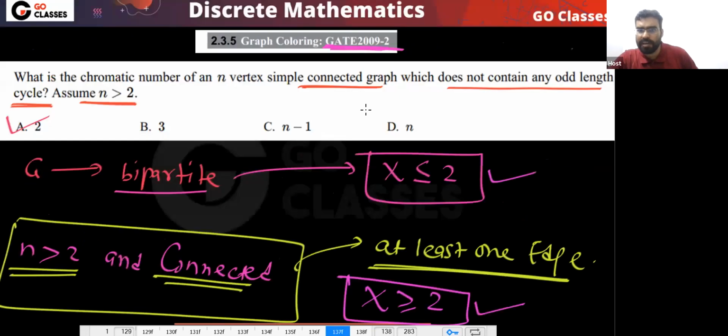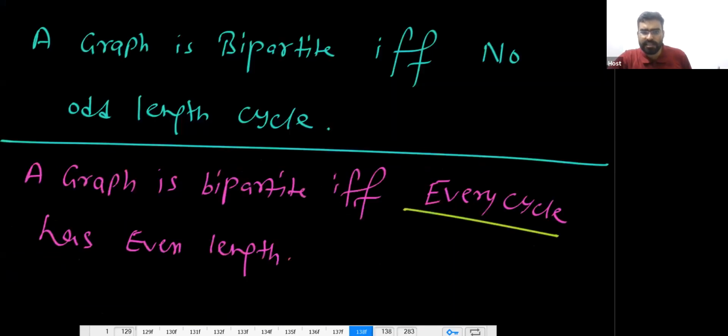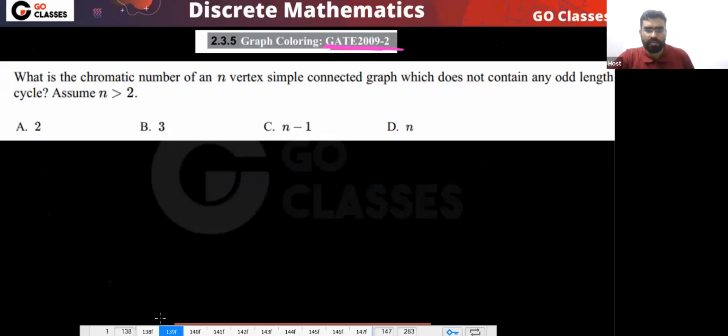So this graph is bipartite, and you can notice that because it is connected and n is greater than 2, there is at least one edge. So that is the reason I can say chromatic number will be 2.